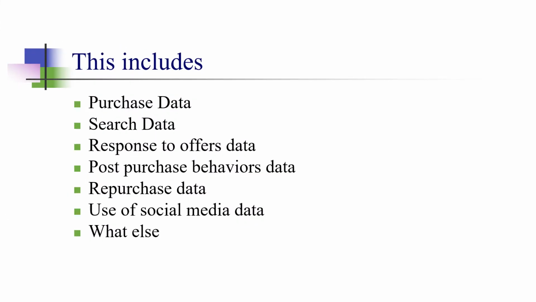Behavioral data includes purchase data, obviously, and what we always think about is individual level purchase data as behavioral data, but there are other types of behavioral data. Other types of behavioral data include search data, for instance, online searching data, your response to offers, perhaps some post-purchase behavior, whether or not you filled out a satisfaction survey, whether or not you returned items, or perhaps in terms of things like automobiles, how much you use them and how you service those products.